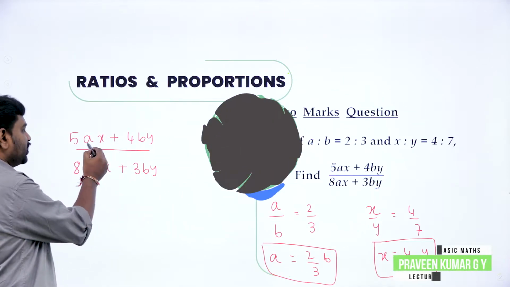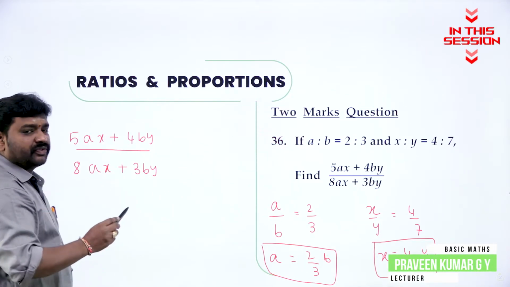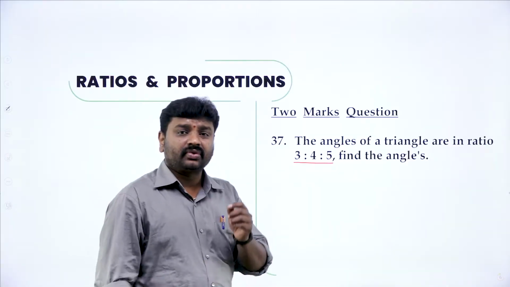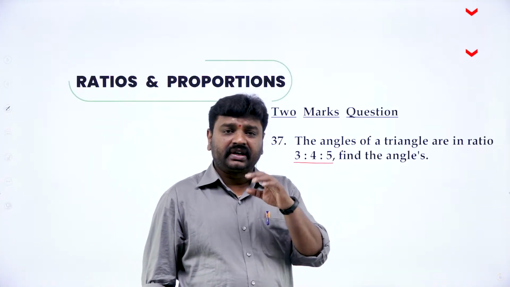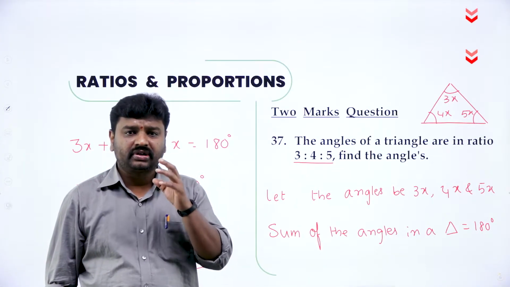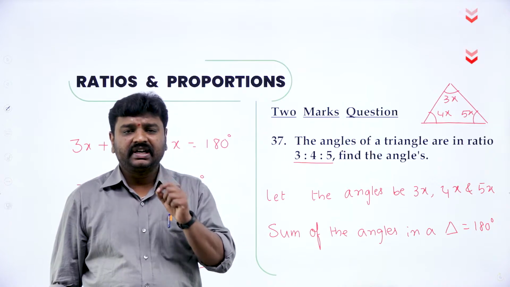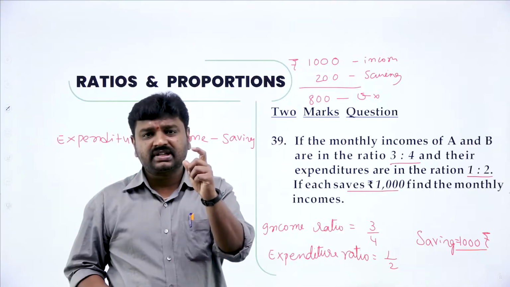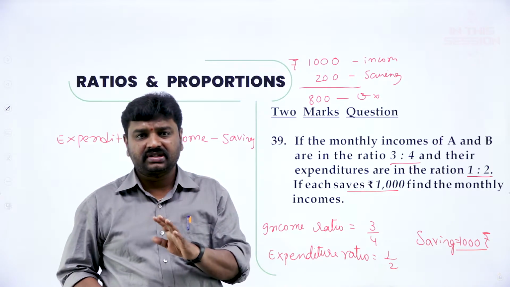Here there are two terms, one is ax, the other one is by. That's why we want to convert a in terms of b and x in terms of y. Whenever they give a ratio, you cannot take the ratio itself, you take multiples. From your high school geometry concepts, you are thorough that the sum of the angles in a triangle is always 180. Whenever they give anything in ratio, you take antecedent times x and consequent times x.